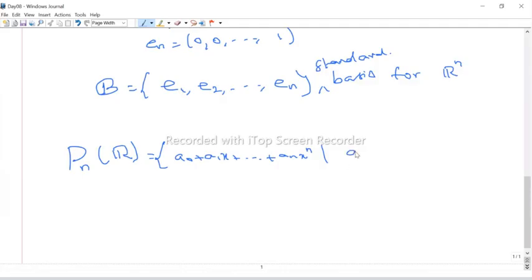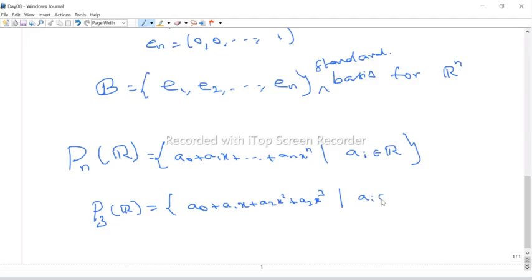where these a's are real numbers and n is a natural number. Now suppose I fix n, so n is fixed, and we take the set of all polynomials of degree at most n. For example, P3 of R means all polynomials of degree at most 3. That means all polynomials of the form a0 plus a1x plus a2x squared plus a3x cubed, up to degree 3, where each a is any real number.